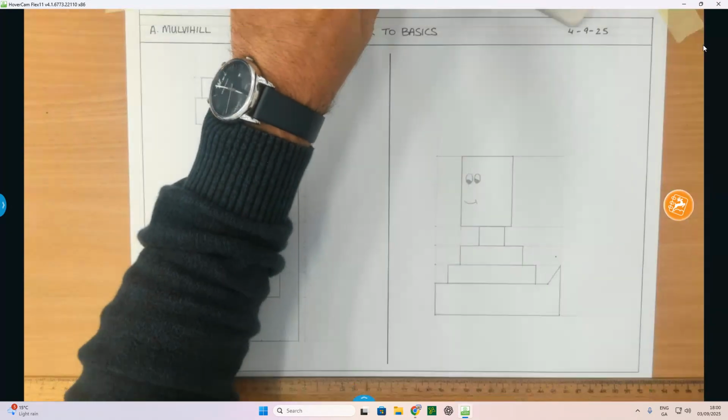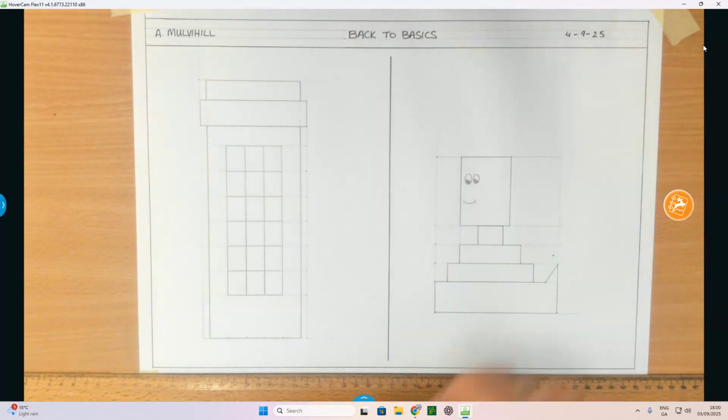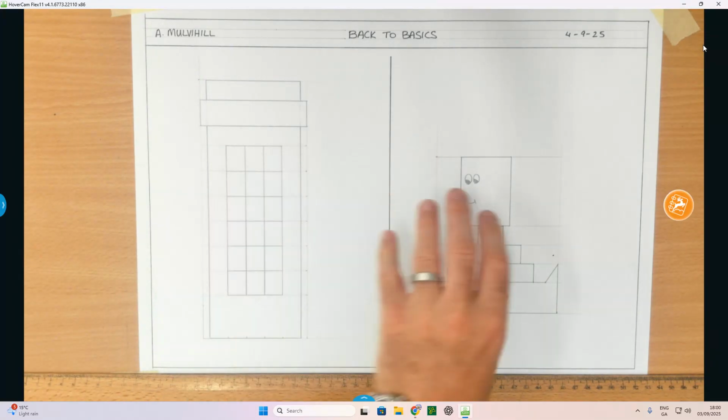Nice and easy, girls. That there is your work for Thursday's class. Completing the telephone box and completing the snake.